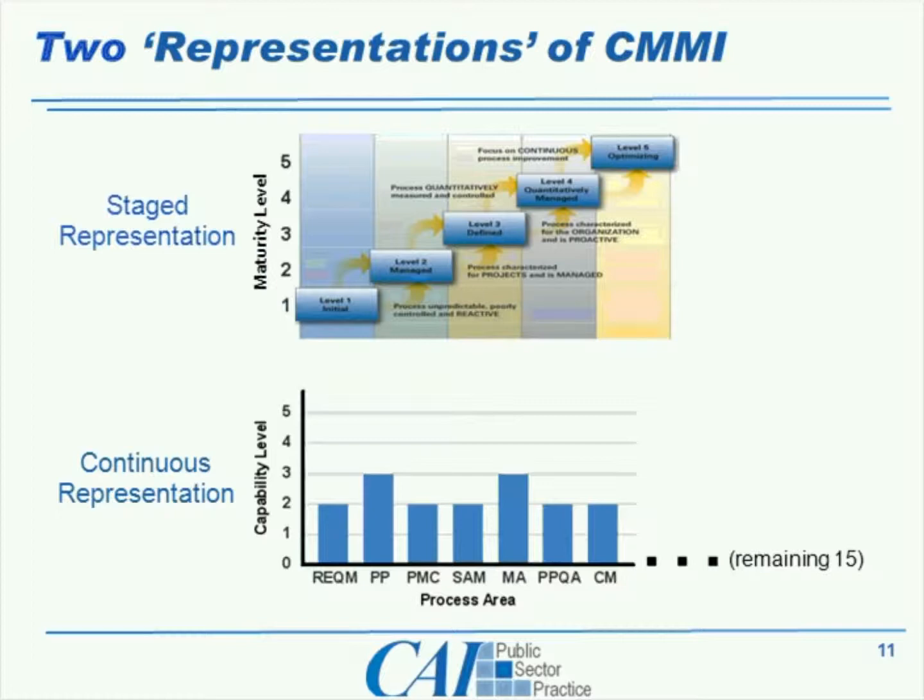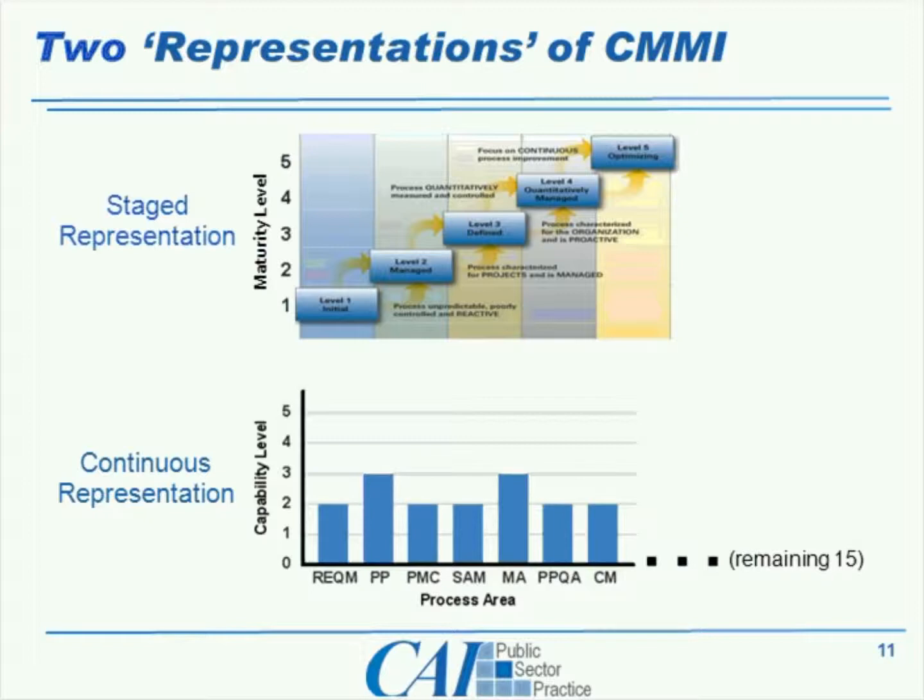The continuous representation, on the other hand, looks at the model as a whole. And it's possible to have a maturity level, or excuse me, a capability level within one process area that is different from the next. So if you look across at the bottom, you see requirements management on the bar chart has a capability level of 2, whereas project planning has a capability level of 3. And similarly for each of the other process areas that are included in the bar chart. So capability level represents the entire model as a whole.